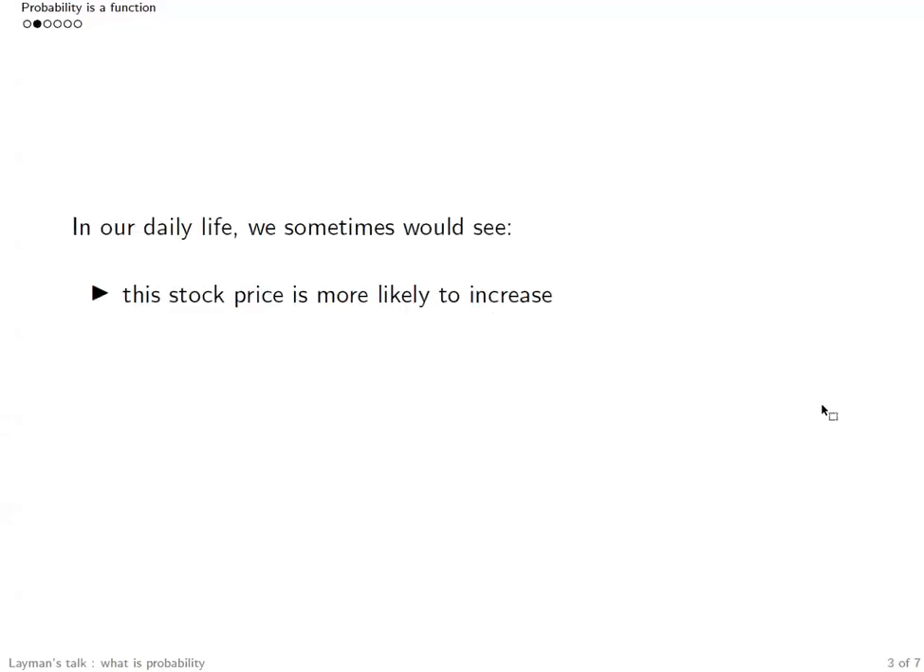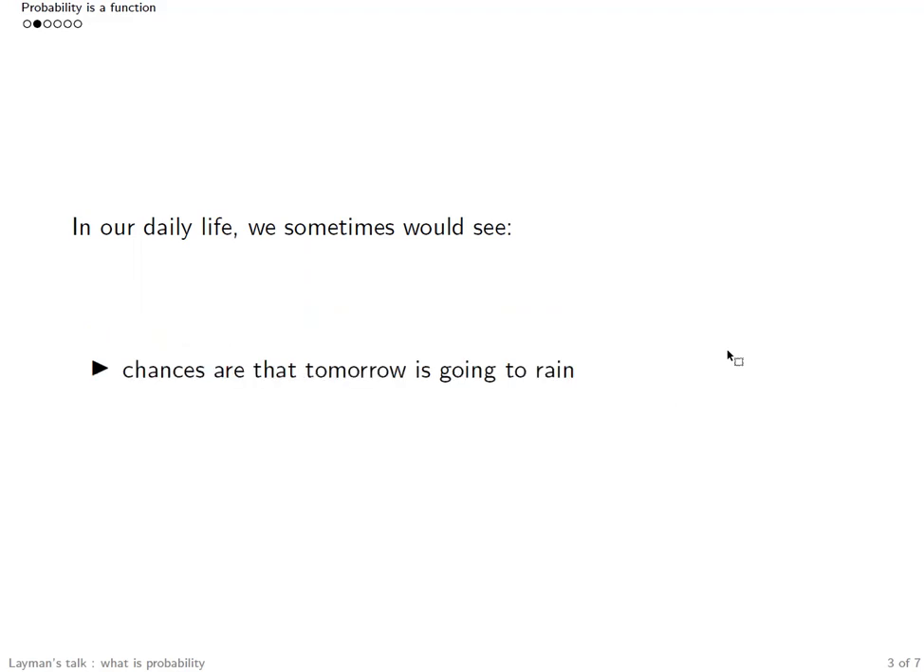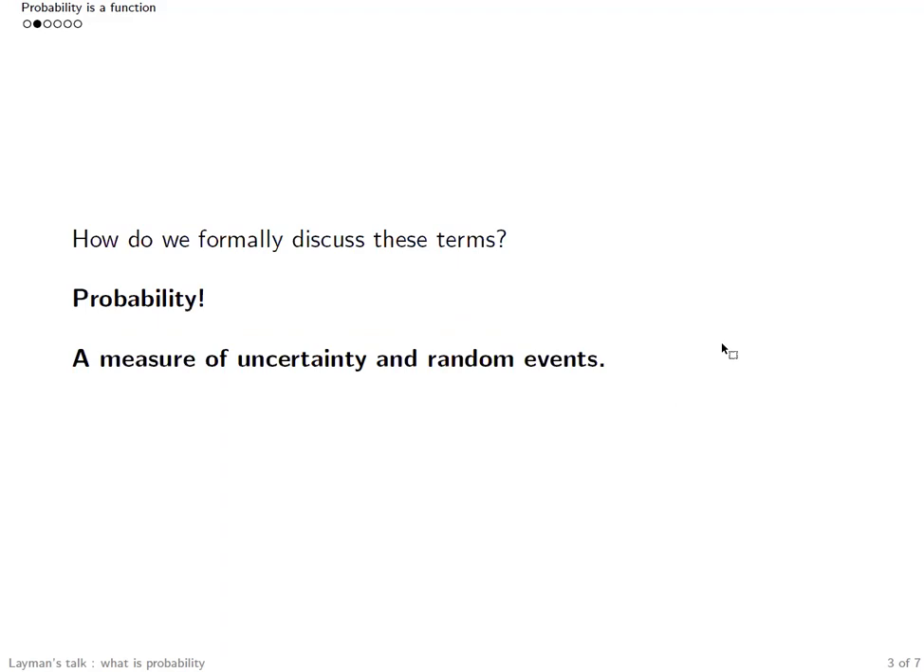In our daily life, we sometimes see statements such as: this stock price is more likely to increase, the risk of default is getting higher, chances are tomorrow is going to rain. Those are predictions. And there are many other relevant words such as coincidence, lucky, or randomness. How do we formally discuss these terms? We can use probability, which is used as a measure of uncertainty and random events.